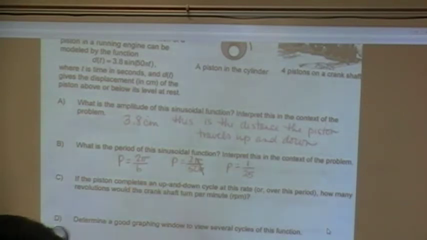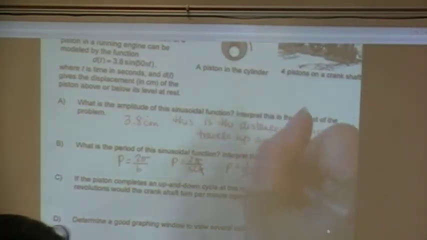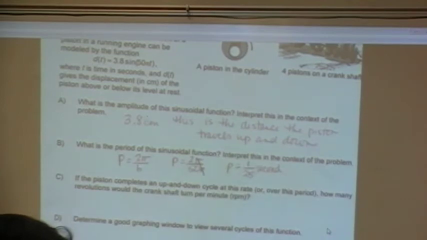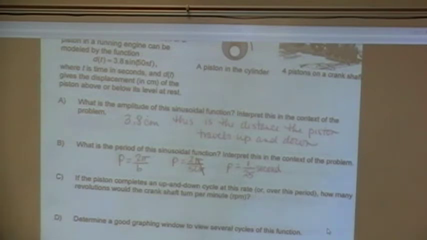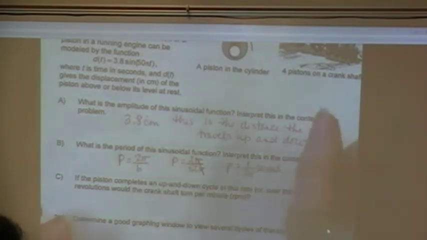So then it says, interpret this in the context of this problem. What happens in 1/25 of a second? The piston goes up, down, and back. Up, down, and back where it started. It completes a full cycle. So if we were using a sine wave, it would start in the center, go up, middle, down, middle, and be done. If we were starting with a cosine wave, it would go up, center, down, center, up. But either way, it completes an entire cycle. Piston goes both up and down.